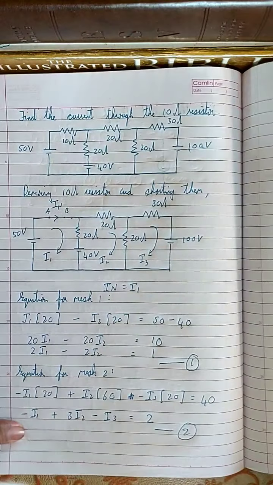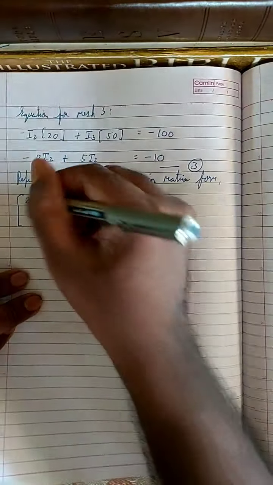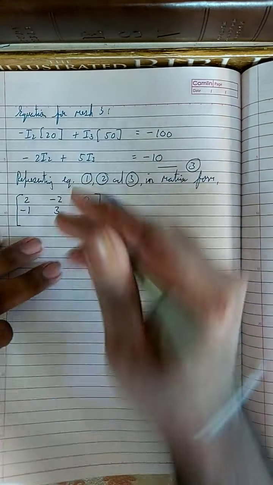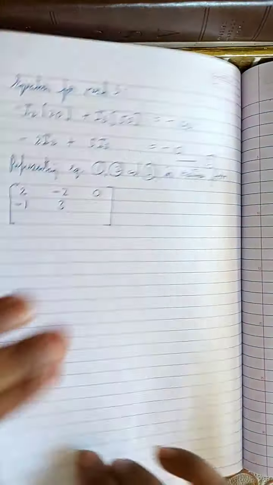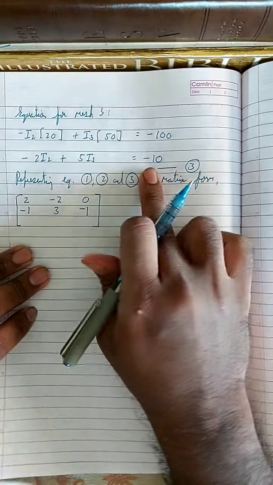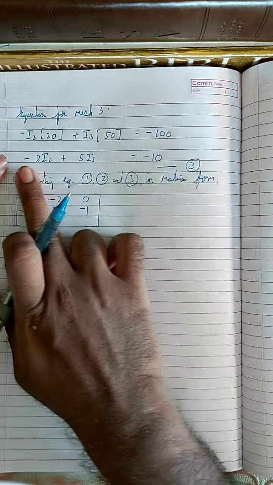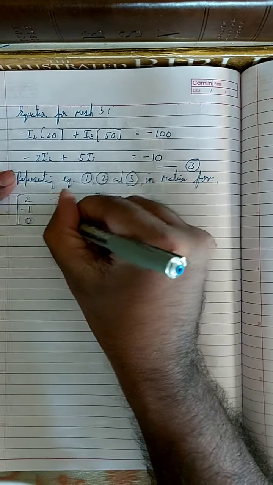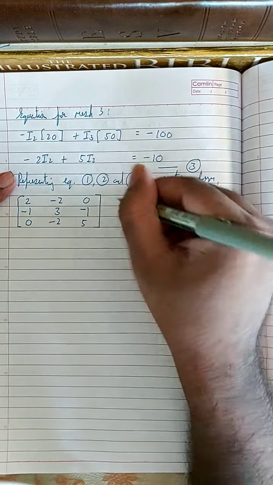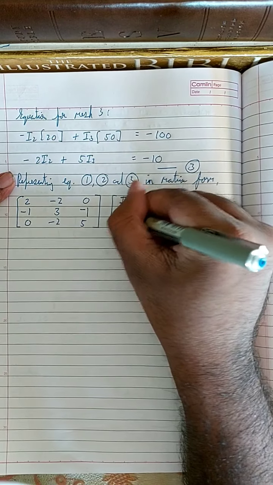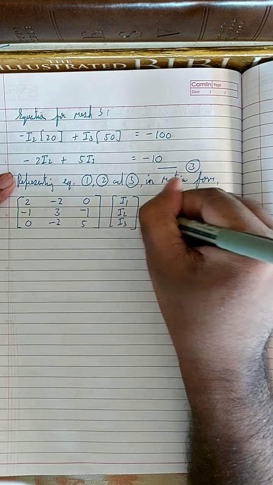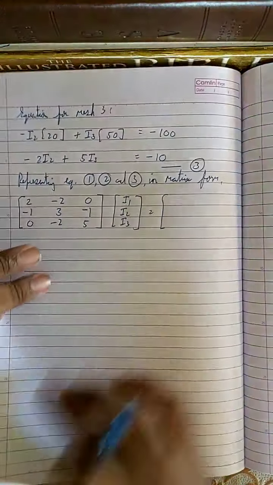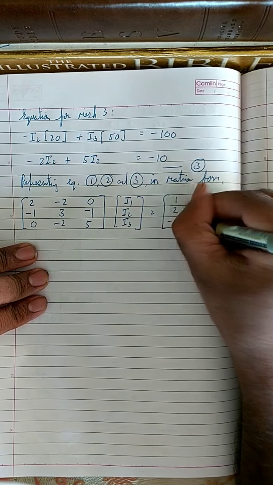What about the second equation? The coefficient of I1 is minus 1. The coefficient of I2 is 3. And the coefficient of I3 is also minus 1. What about the third equation? There is no I1 over here, so the coefficient of I1 is 0. Here the coefficient of I2 is minus 2, and here the coefficient of I3 is 5. The variables are I1, I2 and I3. And the constants are 1, 2 and minus 10.